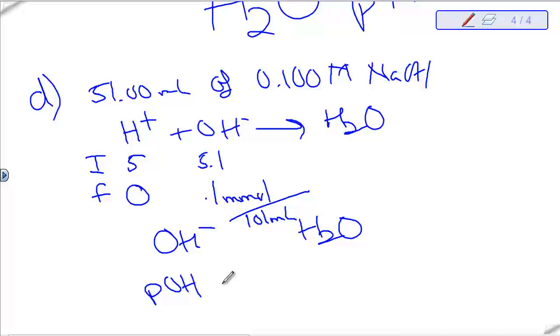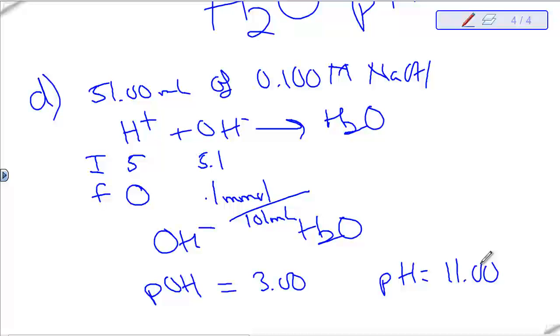So 0.1 divided by 101, let me do it on my calculator real quick. And then take the log of that number. I get a pOH of 3. My answer, of course, is 11. Do you agree? Now, this is an important thing. I want you to see this.